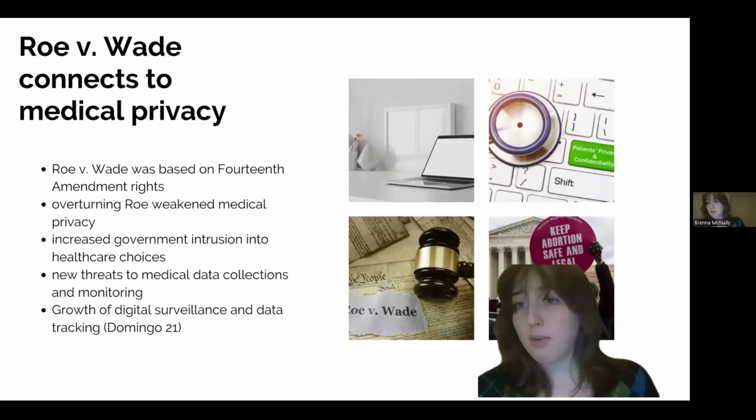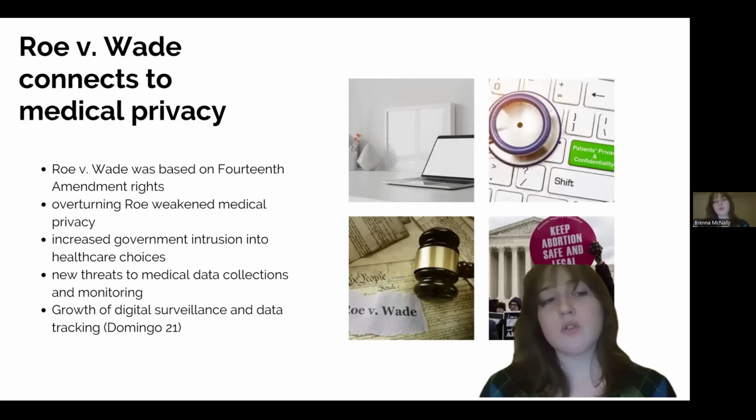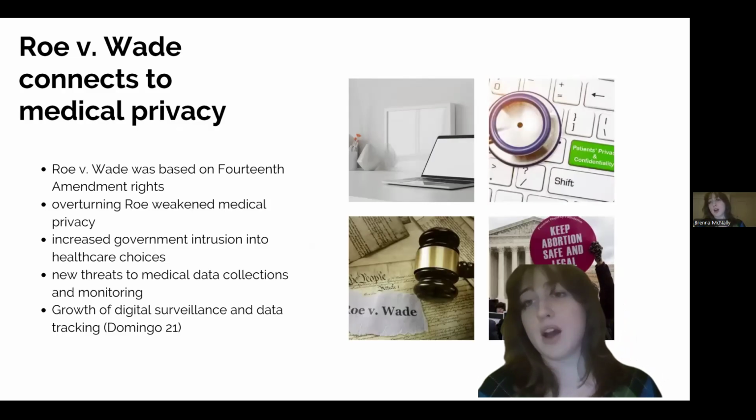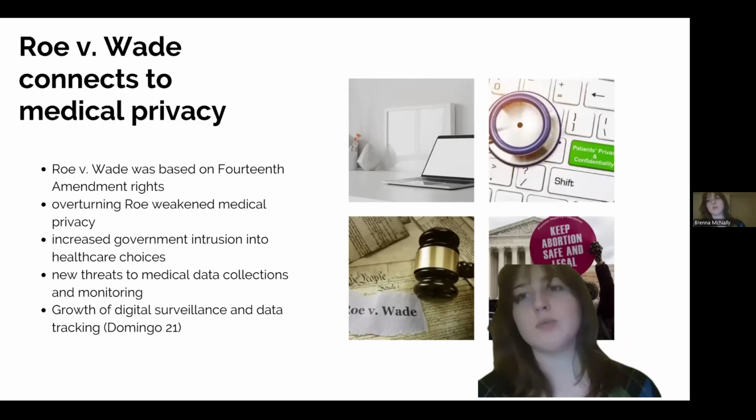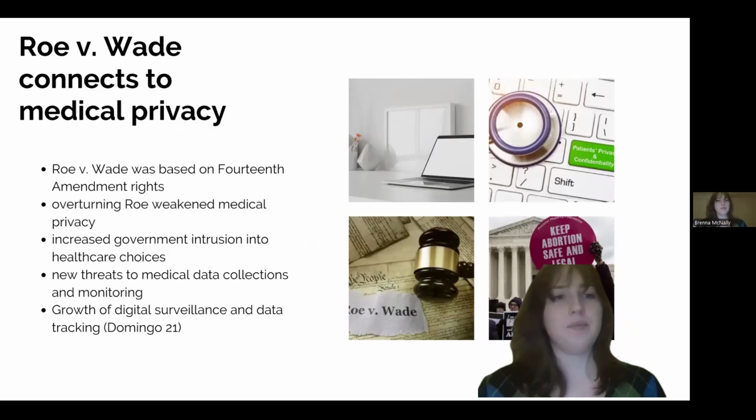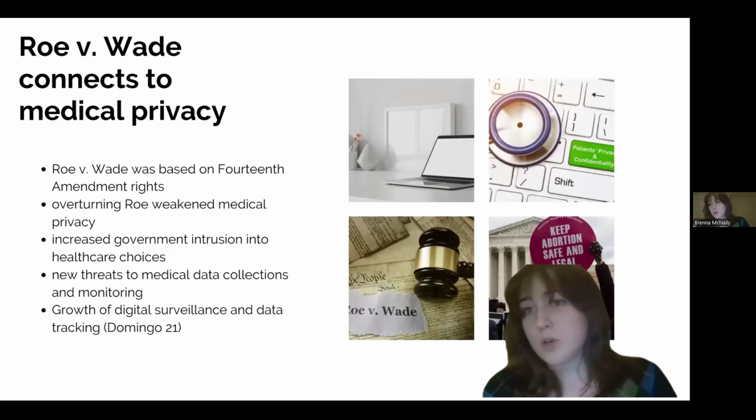So how Roe v. Wade even connects to medical privacy. Roe v. Wade was put in place through the 14th Amendment under medical privacy. By overturning Roe, it has weakened medical privacy, of course, because it was done through medical privacy, and it has increased government intrusion into healthcare choices.